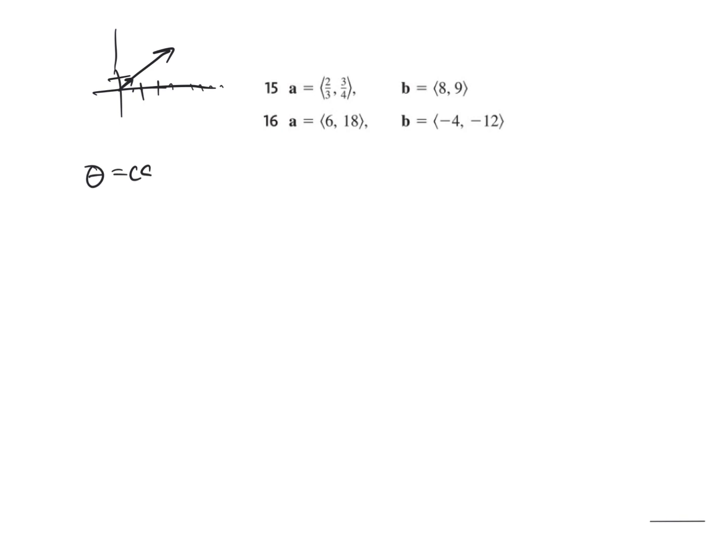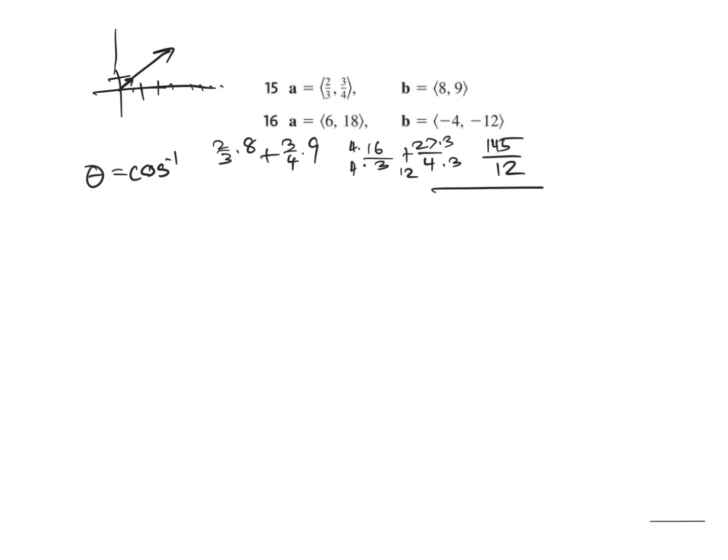So theta equals the arc cosine of the dot product, which would be 2/3 times 8 plus 3/4 times 9. So that's 16/3 plus 27/4. Got to get a common denominator to put this together. So 12 multiplied by 4, that's 64, multiplied by 3, that's 81. 64 and 81 is 145. So 145 over 12. All right, so that's our dot product, which you could reduce by 3. No, that's not divisible by 3. So that's our dot product.